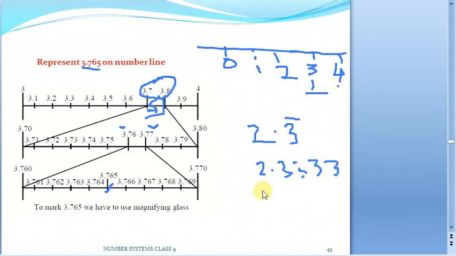Suppose the question is asking to represent this 2.3 bar up to 4 decimal places, that means after the decimal point we need to consider only 4 digits, 1, 2, 3, 4. So now we can locate this number on the number line using this magnification method 4 times. Why? Because in the first stage you will be getting 2.3, again 2.33, again 2.333, and likewise at the end. So depending upon the decimal places asked after the decimal point, we have to locate the numbers on the number line. We shall see one more example, where you will be having a non-terminating repeating decimal expansion.